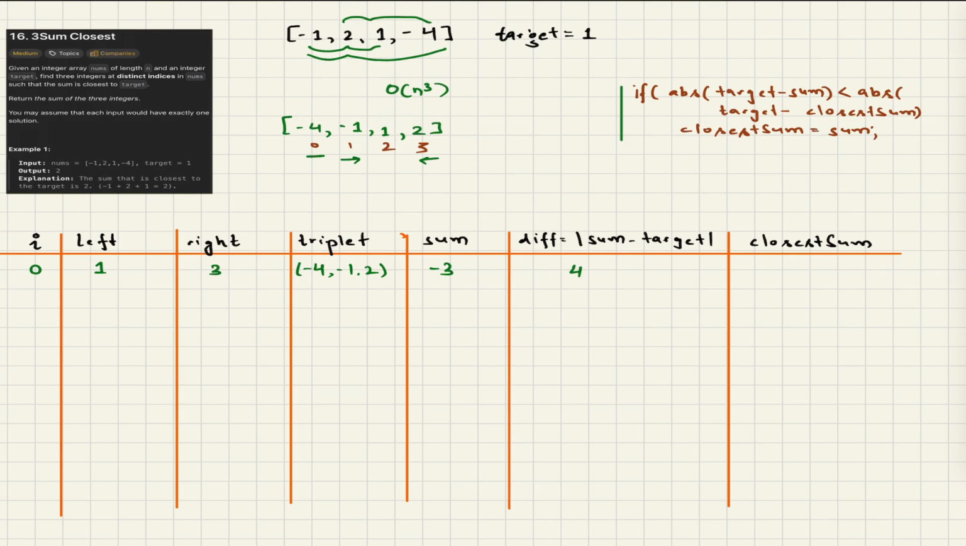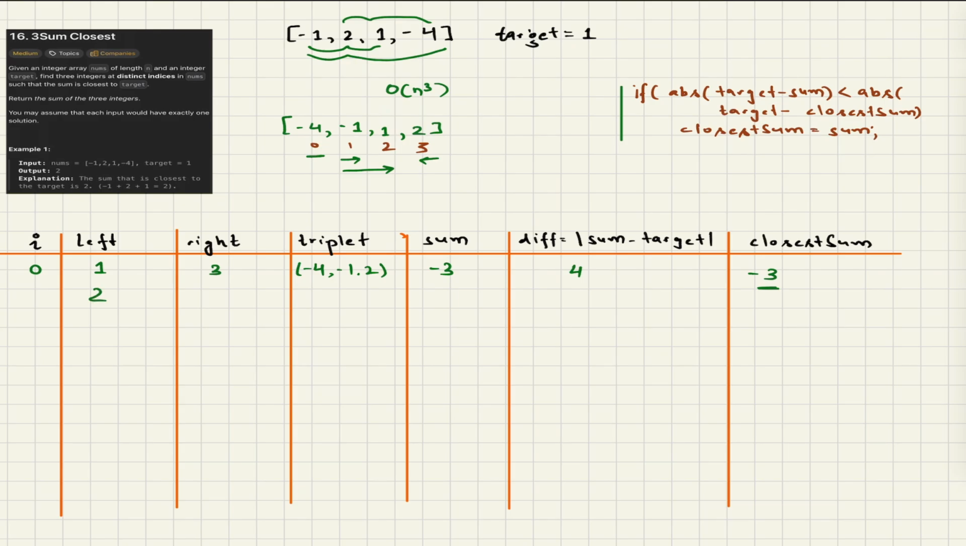Obviously the first closest sum would be this, and if we find anything better, we'll update our closest sum. Again, since my sum was -3, which is less than the target, I'm moving my left and not right. My left comes to 2.